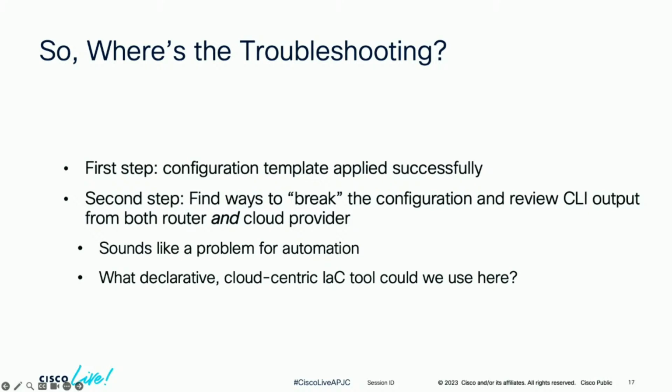So we need to find ways that we can break the configuration from both the router side, which we can do pretty easily, or the cloud provider. That sounds like a problem for automation because we can treat our configuration and our resources like cattle. We can build them up, test them, destroy them, and try it all over again. So what declarative cloud-centric infrastructure as code tool could we use to accomplish this? You could use PowerShell for Azure only. You can use things like Pulumi, assuming you know how to write the code to support the Pulumi providers. Myself, I'm kind of a Terraform guy, and Terraform was meant to manage the clouds, so that's what I use.